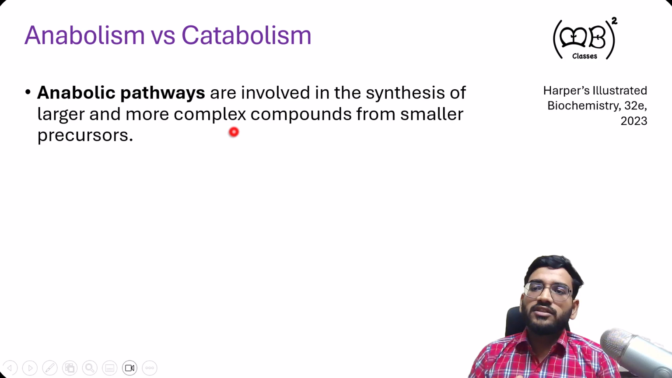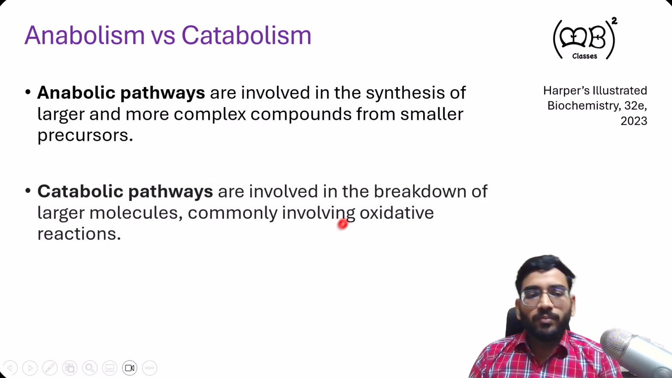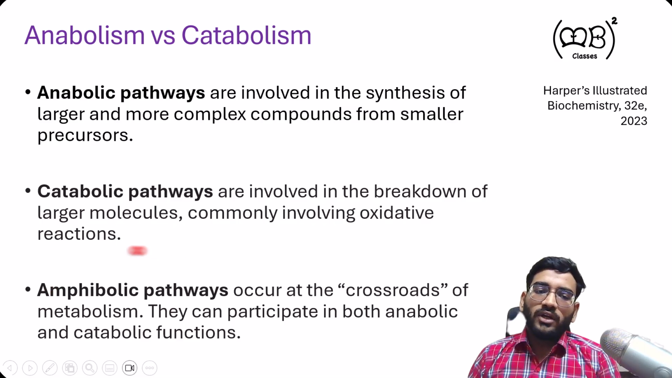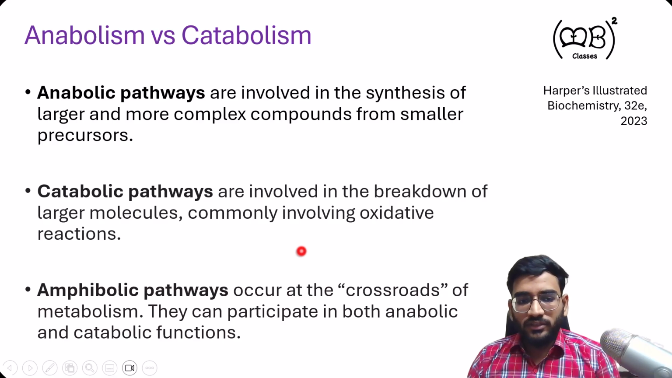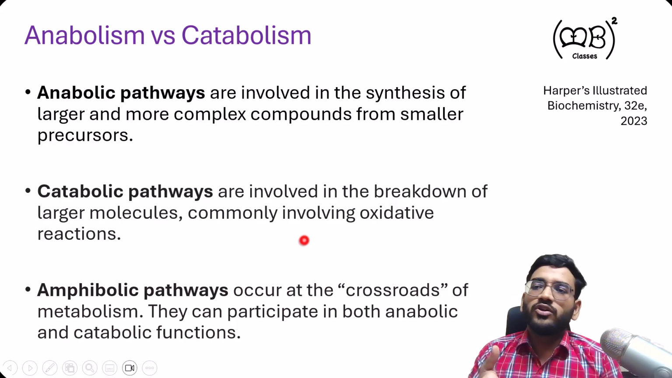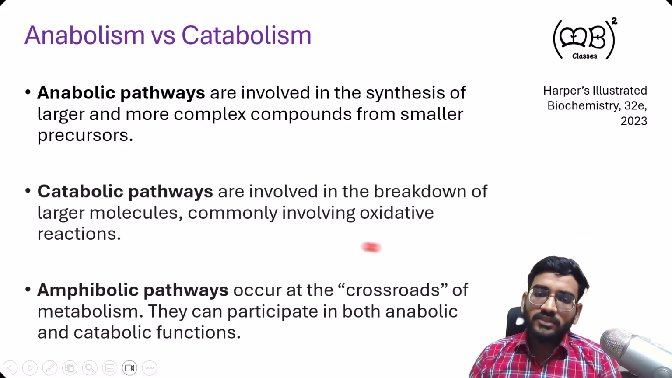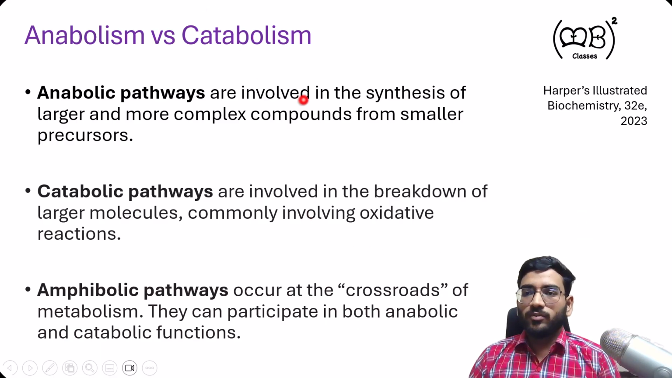Anabolism is the synthesis of larger molecules from smaller precursors. Catabolism is the breakdown of larger precursors and larger molecules into smaller ones, mainly involving oxidative reactions. And there is also something known as amphibolic pathways, in which anabolism and catabolism both take place. Gluconeogenesis can also be taken as an amphibolic pathway. First there is catabolism and then there is anabolism of glucose.